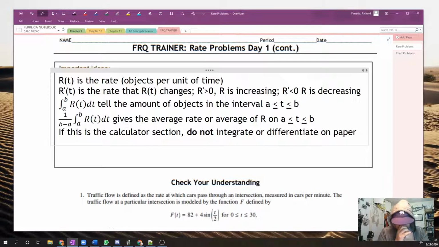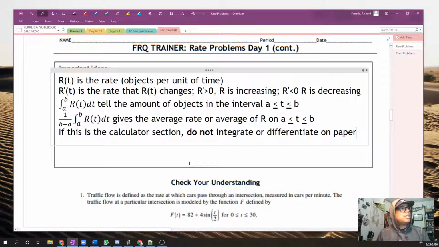And as an extra note, if this is the calculator section, don't integrate or differentiate on paper. Do it on your calculator. They assume you have a calculator. They know that you're going to do it on the calculator. And even better, they want you to do it on your calculator. So don't try doing it by hand. You're going to lose points. Trust me.